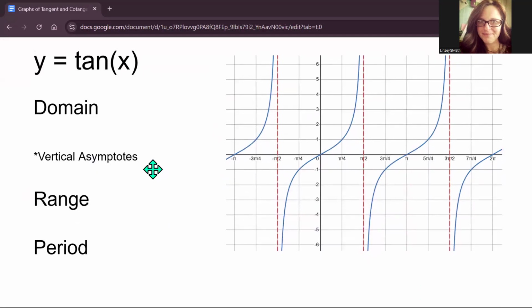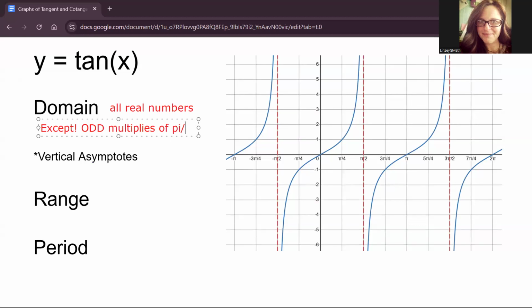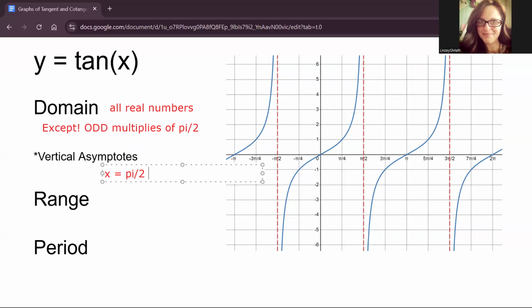And here is our tangent function. The domain is all real numbers except odd multiples of pi over 2. So pi over 2 times 1, pi over 2 times negative 1, pi over 2 times 3. These are going to be the vertical asymptotes. x equals pi over 2, x equals negative pi over 2. We'll see the vertical asymptotes.